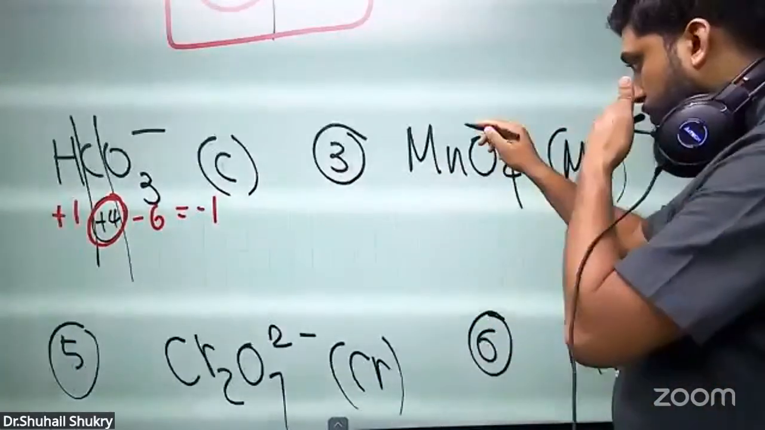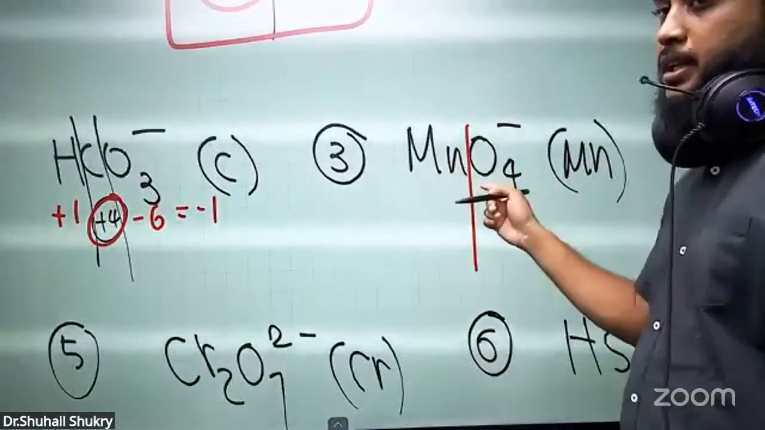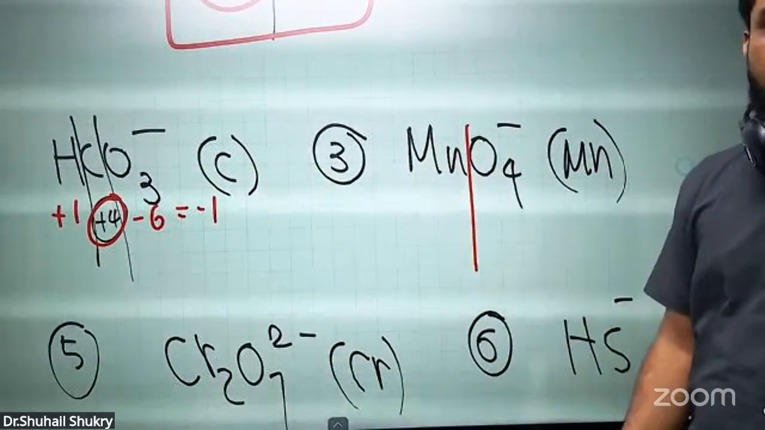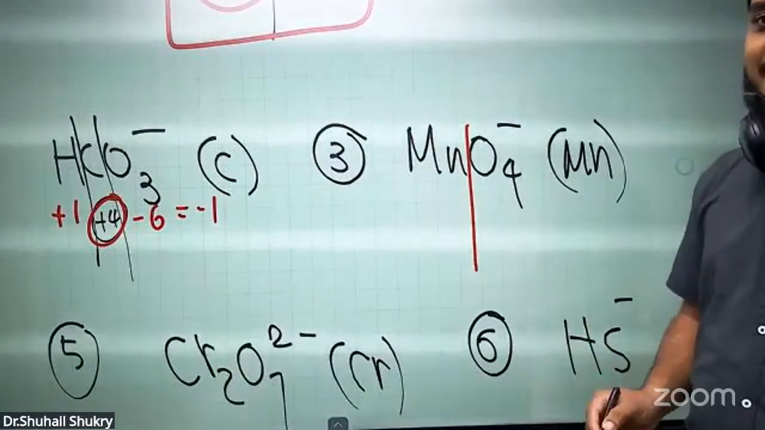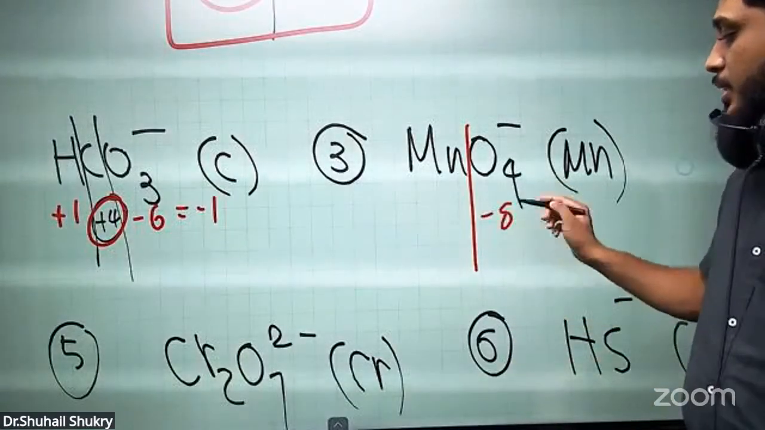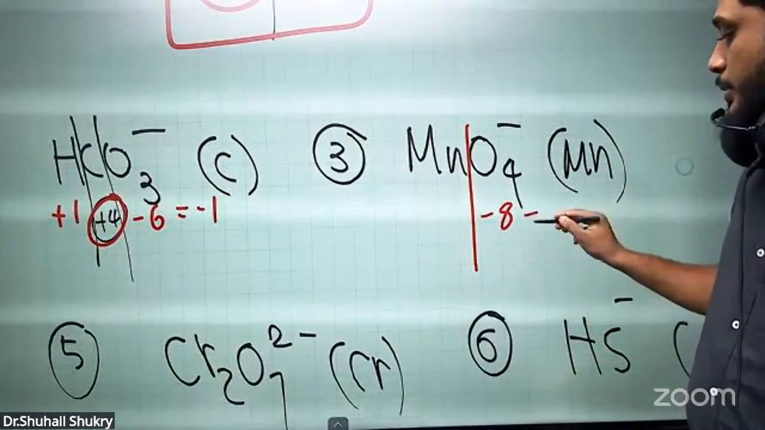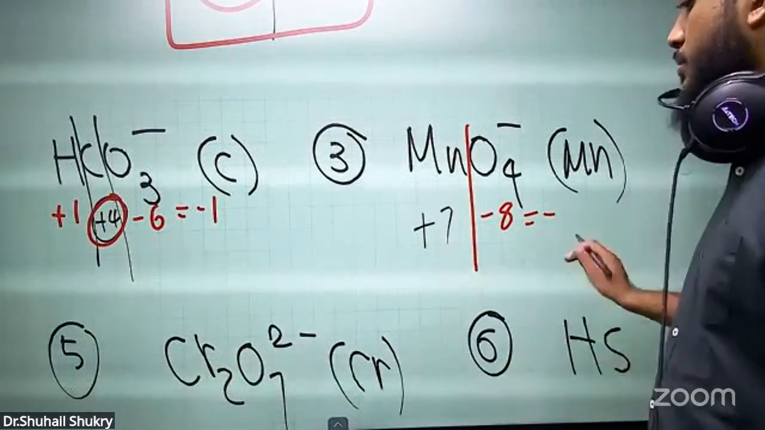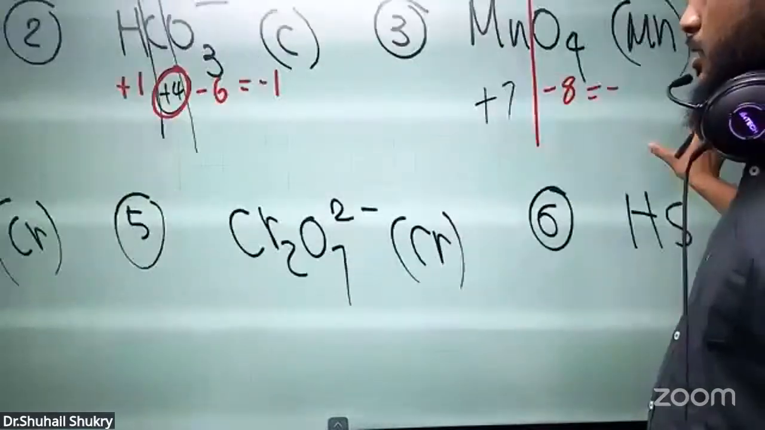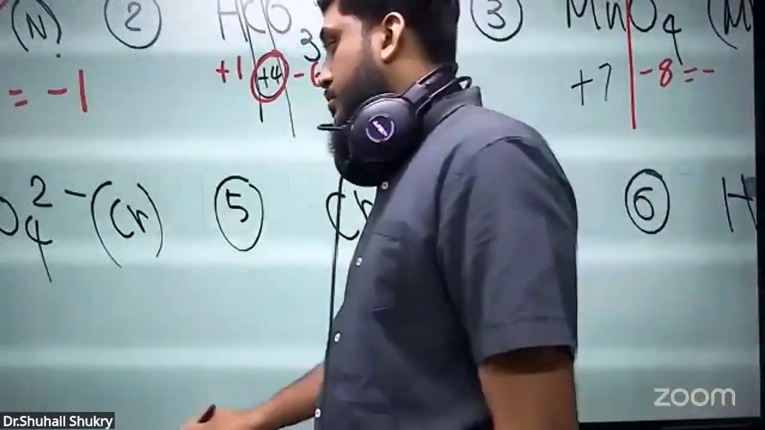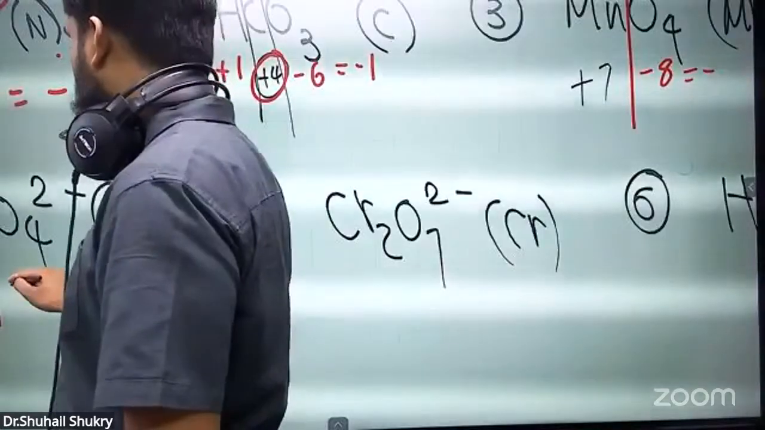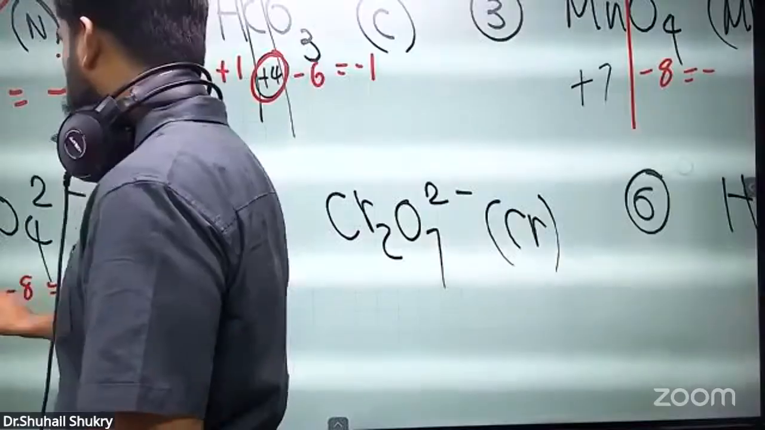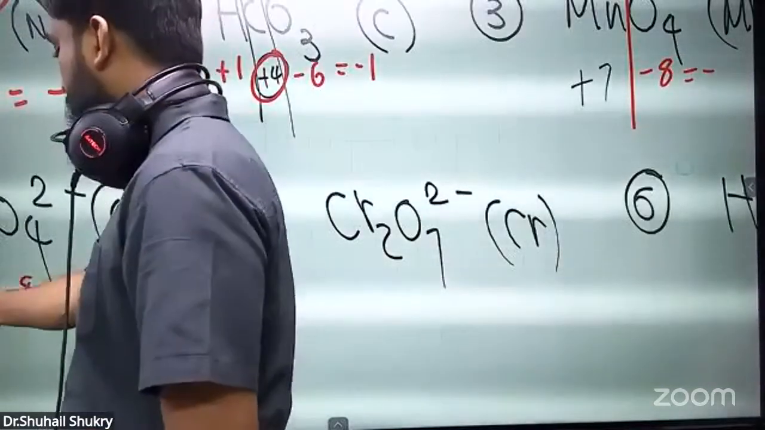MnO4 minus. This M is something, N is something. Manganese. Mn is something. Did someone divide Mn separately? No, no. Good. Right? Oxygen is minus 8. Then equal to minus 1. This manganese should be plus 7. Okay. Then CrO4 2 minus. Oxygen is minus 2, then minus 8 equal to minus 2. Then this should be plus 6.